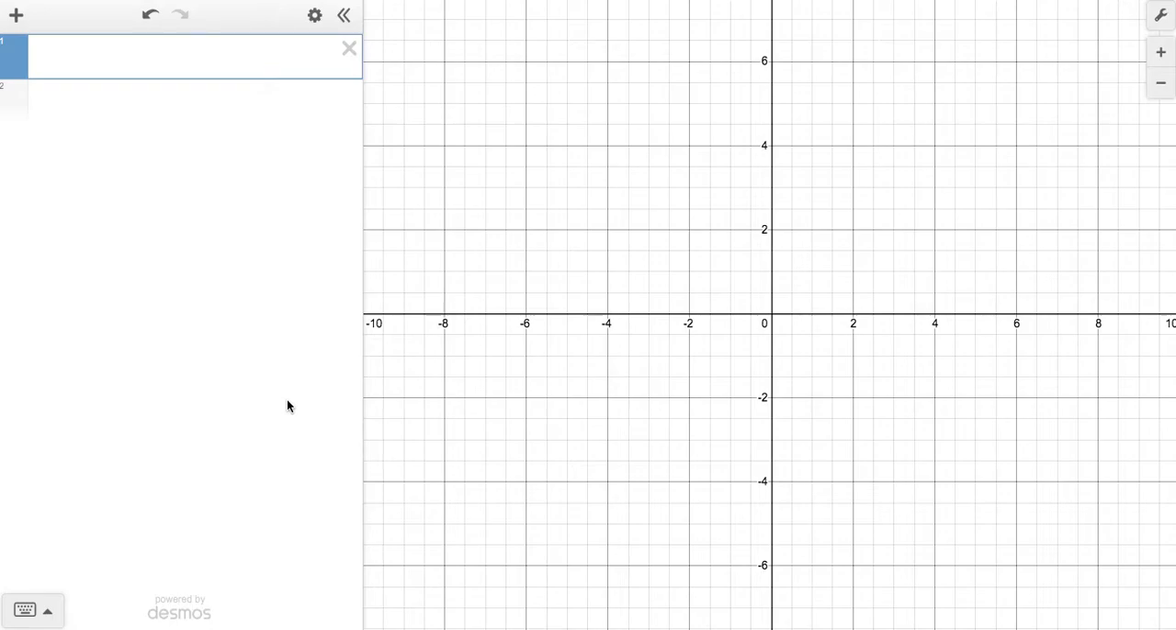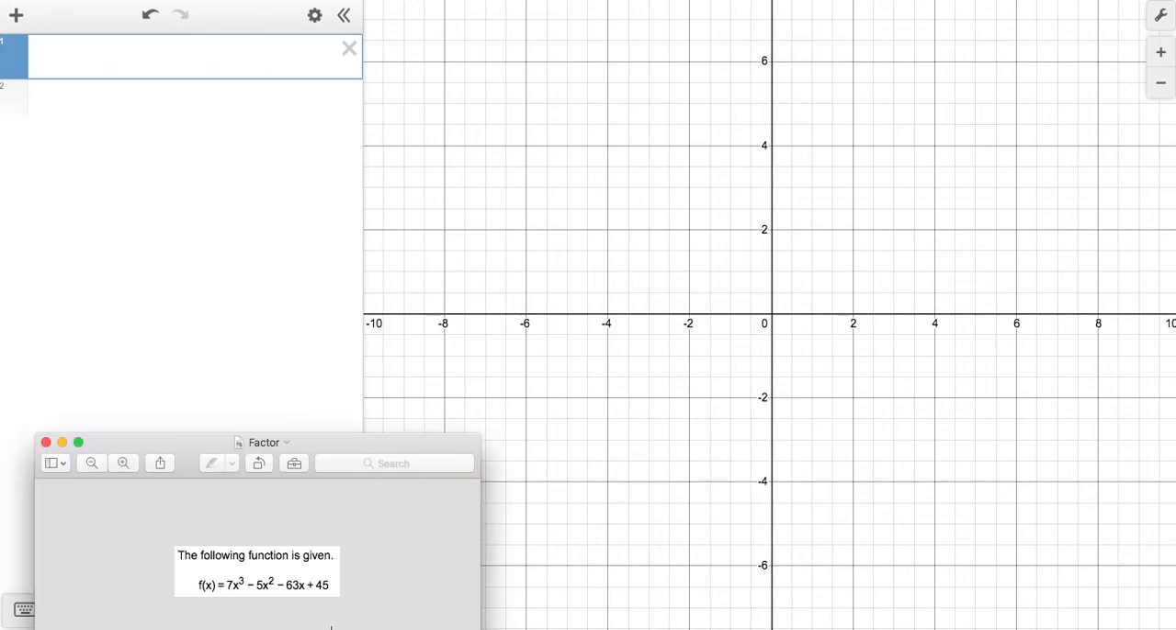I'd like to go over graphing a polynomial in Desmos. One reason you might want to do this is so that you can find the zeros of the given polynomial. So we have an equation to work with. I want to factor this function, f of x is equal to 7x cubed minus 5x squared minus 63x plus 45. I'm going to enter this equation right here.